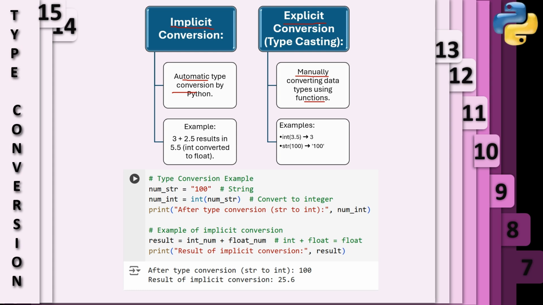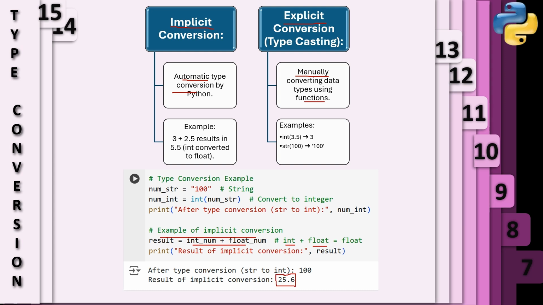If we consider the following example, if we want to perform a sum between an integer and a float number, consider this int as 20 and this float as 5.6. Then the Python interpreter will automatically convert the int to a float and perform the sum. As we can see, after running the program, we get the result 25.6, which is a float.